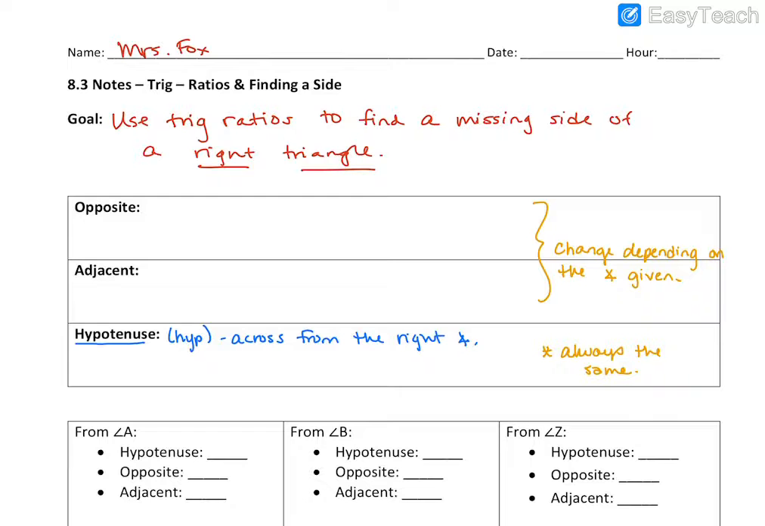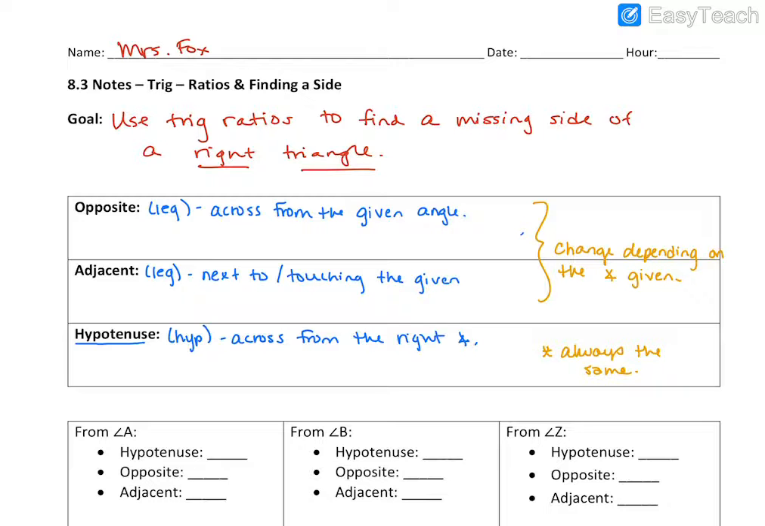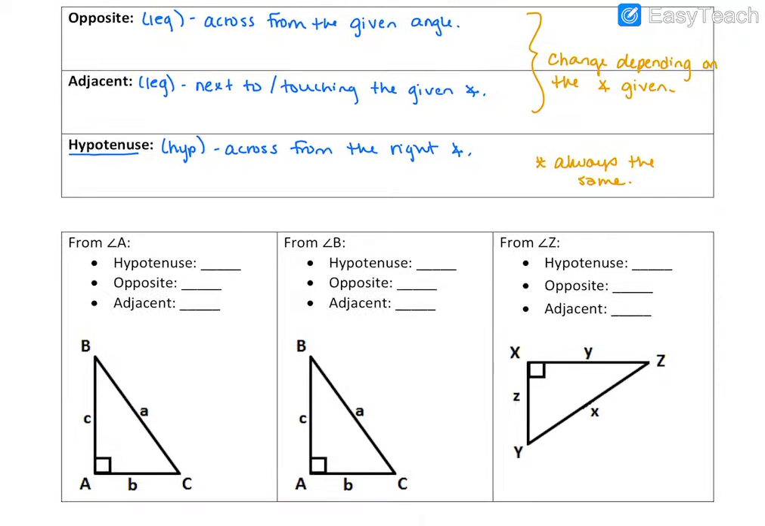So when we are talking about the opposite side, this is always going to be one of the legs, and it's the leg that is across from the given angle. The adjacent, which means next to, is the leg that is next to or touching the given angle. So we're going to take some time to just practice identifying the hypotenuse, opposite, and adjacent.